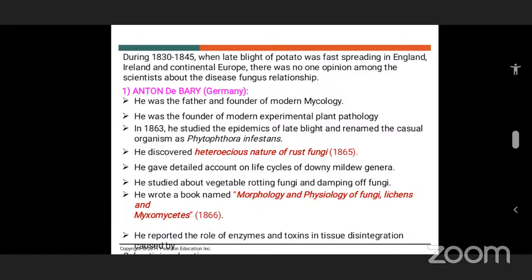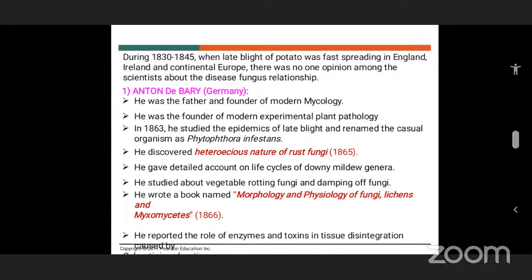He has done a lot of work on the particular disease, and he also discovered the complete disease cycle or life cycle of that particular pathogen. So we should remember Anton de Bary, the father of modern plant pathology or founder of modern mycology, because he was the one who discovered the life cycle and also the disease cycle of the late blight causing pathogen.